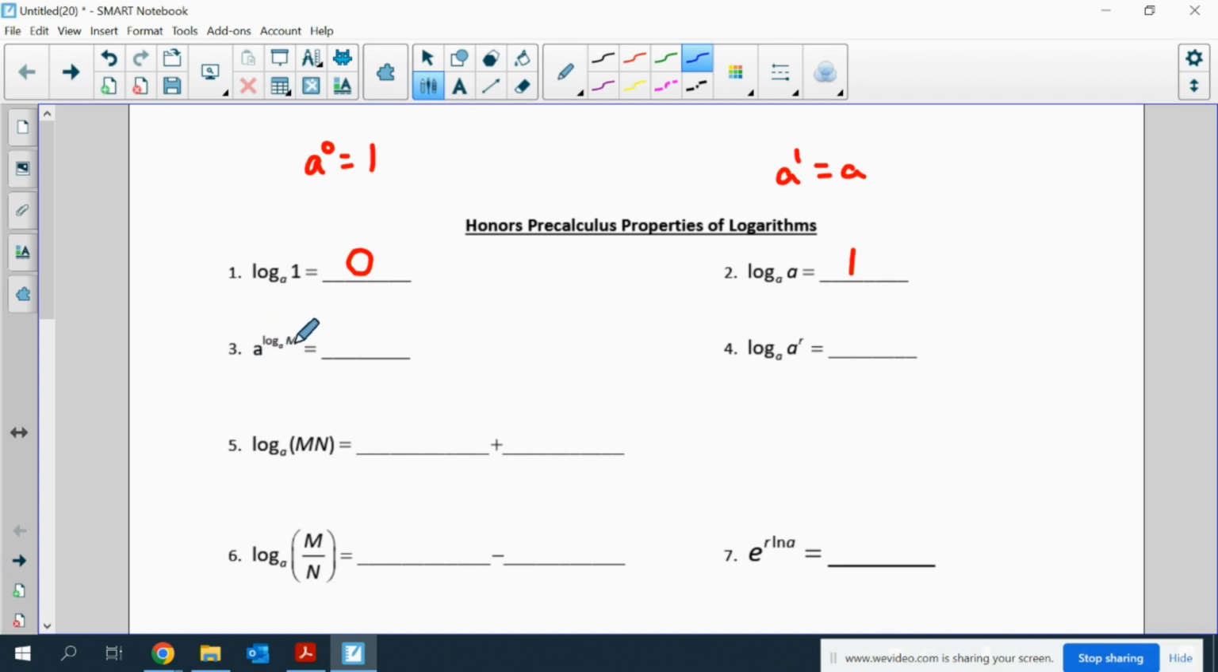A to the log base a of m, since those are inverses, the a and the log base a invert each other and cancel each other out, basically. And so the answer would be m.